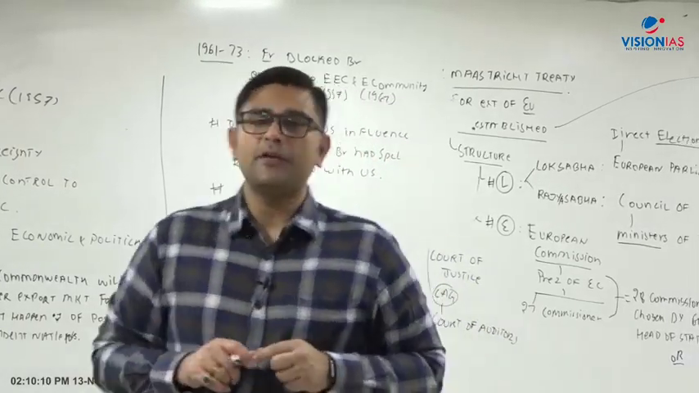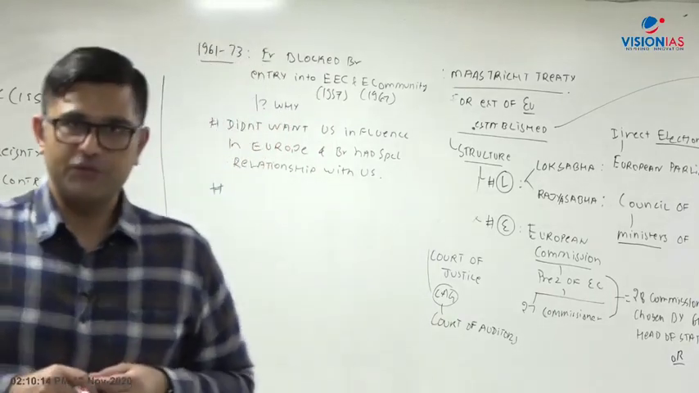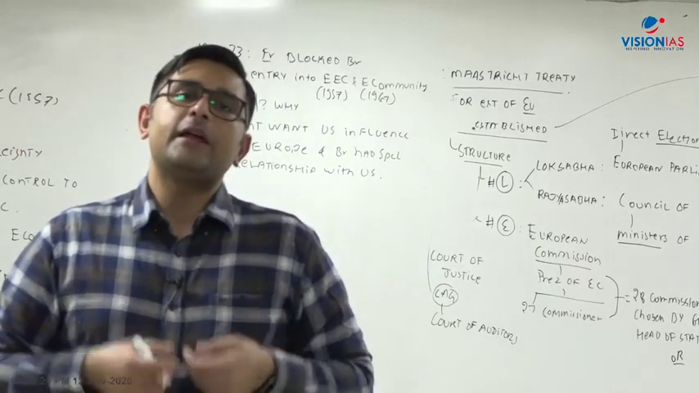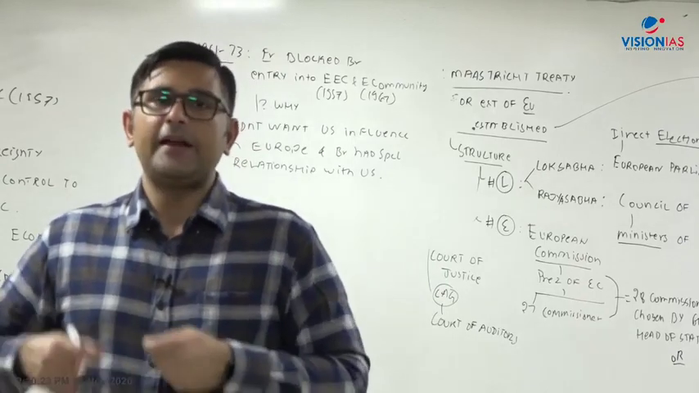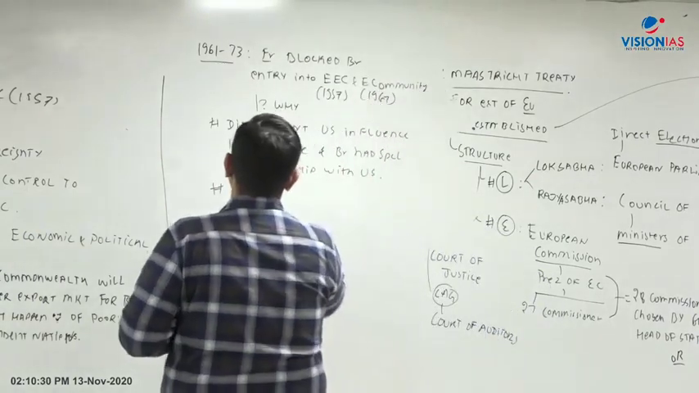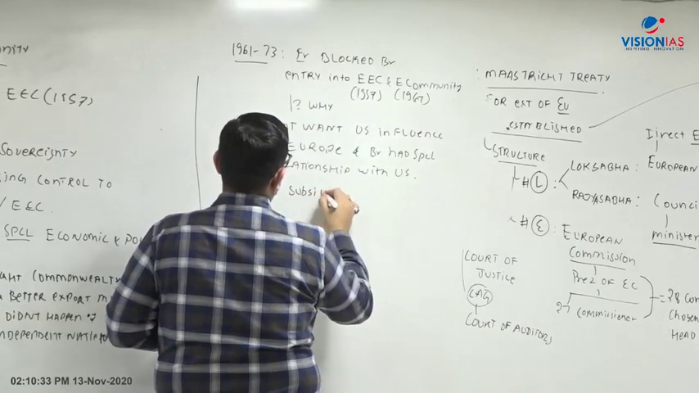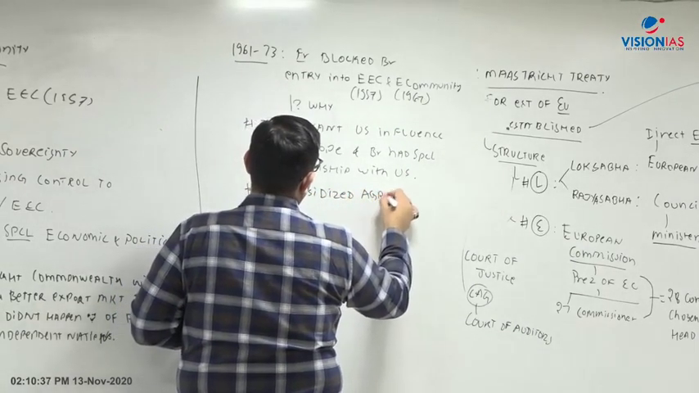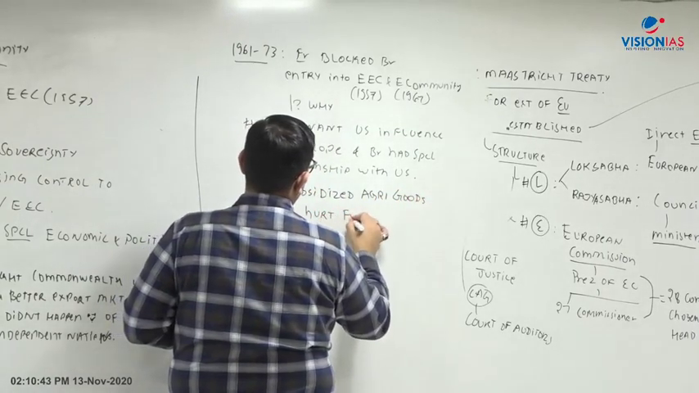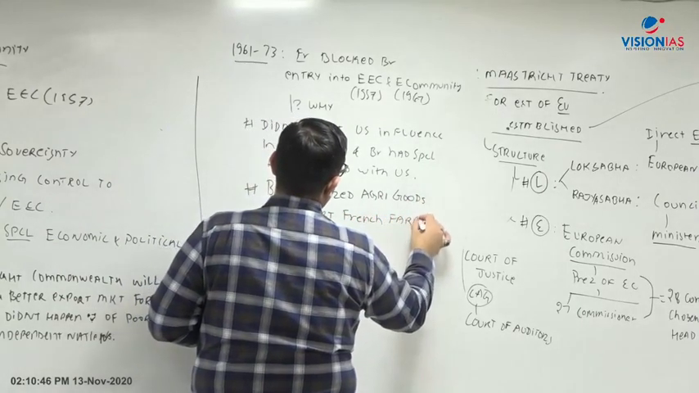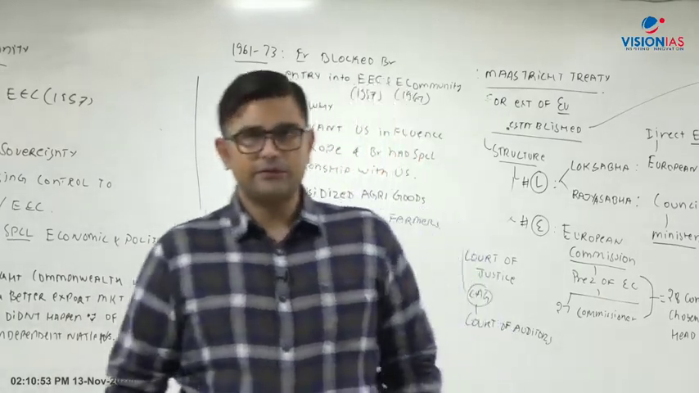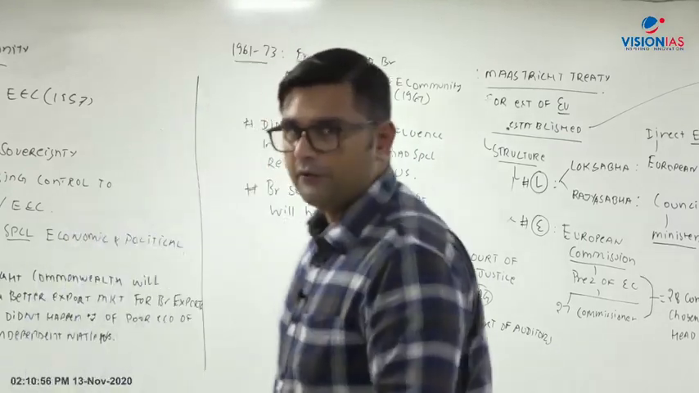Second point is that the Britishers used to provide huge amount of subsidy to their farmers. So therefore the French thought that if we allow the Britishers to become part of the European Economic Community, then the British subsidized goods, agrarian goods, will hurt the French farmers. Because once you have become part of European Economic Community, then France cannot apply any tariffs to the British agrarian goods also. Okay, so therefore that became the second reason.